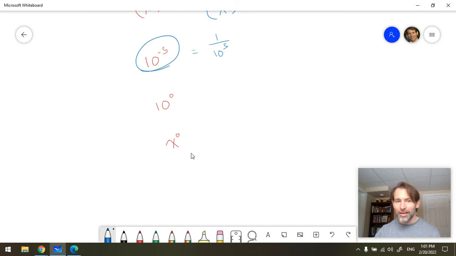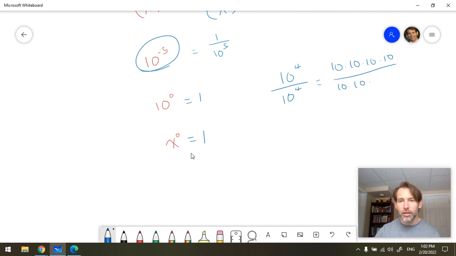Anything to the 0 is 1. Anything to the 0 is 1. Those are your exponent laws, everyone. Okay, why? Why, Mr. Jennings? Let's say I have 10 to the 4 divided by 10 to the 4. Well, that's equal to 10 times 10 times 10 times 10 over 10 times 10 times 10 times 10.